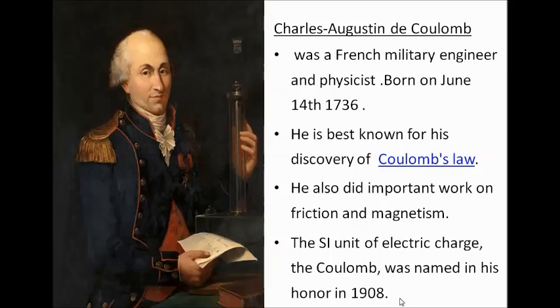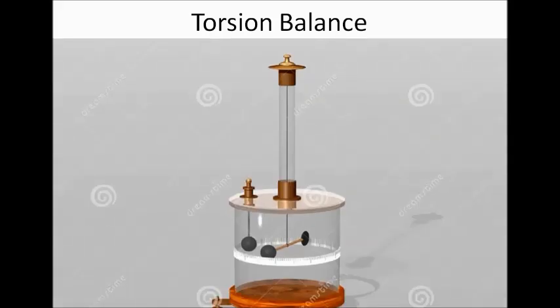Okay, but how did he calculate the force acting between two charged bodies? How did Coulomb arrive at his law from his experiments? Let's see. For calculating the force acting between two charged bodies, Coulomb used an apparatus called a torsion balance, and this is the apparatus, the torsion balance.